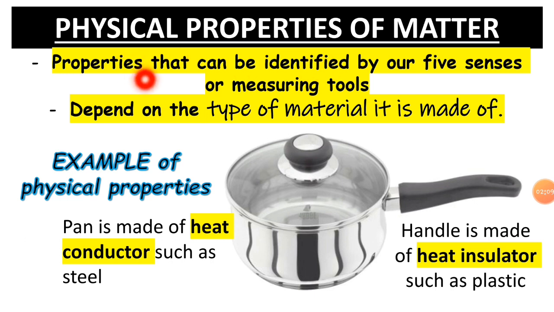Physical properties of matter. Properties that can be identified by our 5 senses or measuring tools depend on the type of material it is made of. Example of physical properties: the pen is made of heat conductors such as steel, while the handle is made of heat insulator such as plastic.